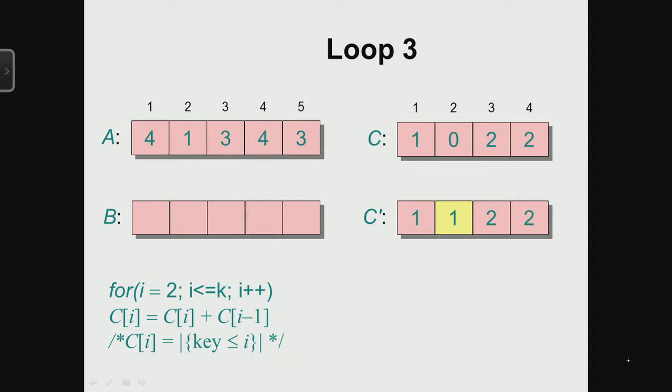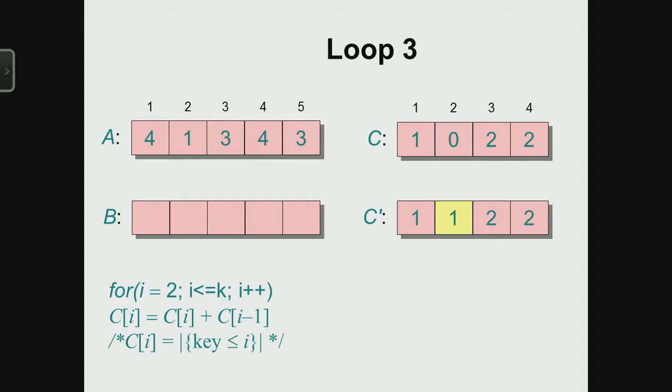In the next iteration, we modify and store C, and let us see how we do this. Observe that we now keep track of the number of elements whose value is less than or equal to 2 in the array A and in the location C of 2. That is obtained by adding C of 1 and C of 2 to get the value 1, which is a count of the number of elements whose value is less than or equal to 2.